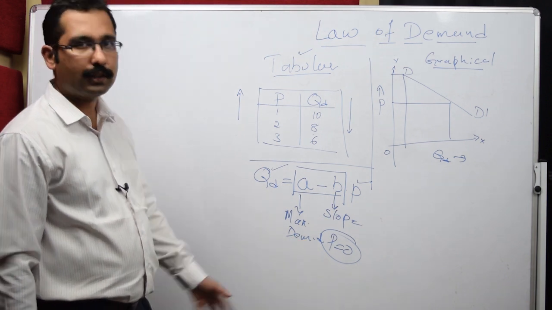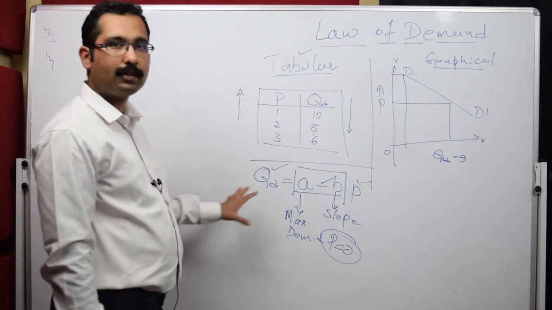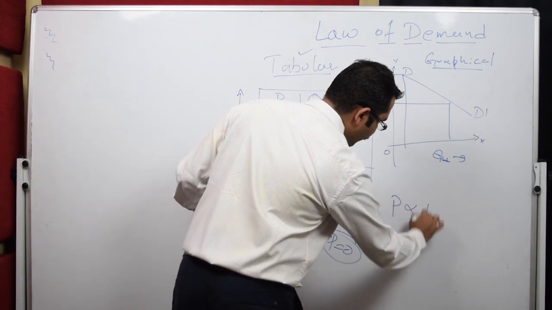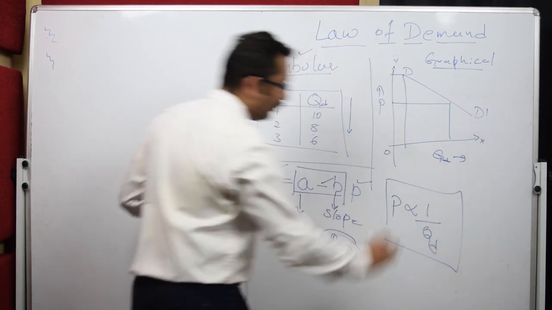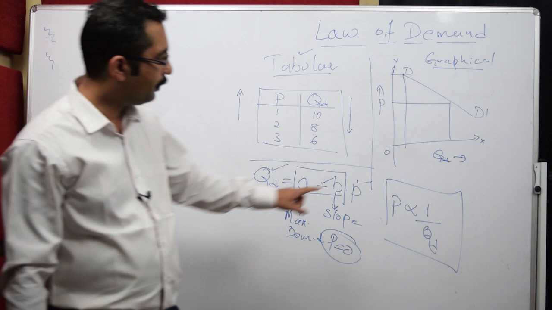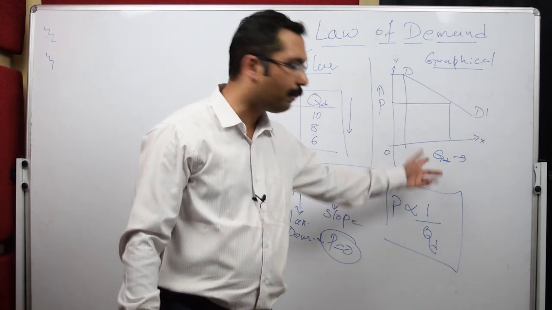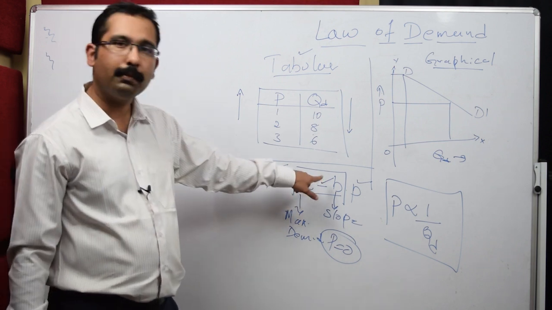Now what is the last factor that we are left with? We are left with this minus sign. What is this minus sign representing? It is representing the inverse relationship between price and the quantity demanded. What does it mean? It means that when price increases, demand decreases. When price decreases, demand increases. So this relation is represented by this minus sign.